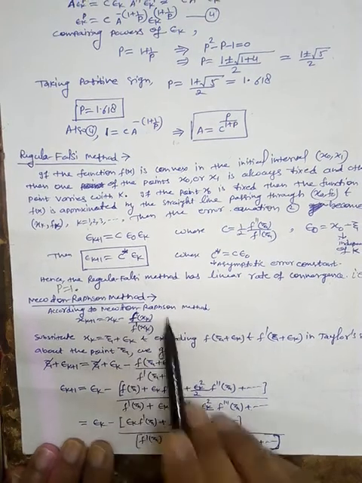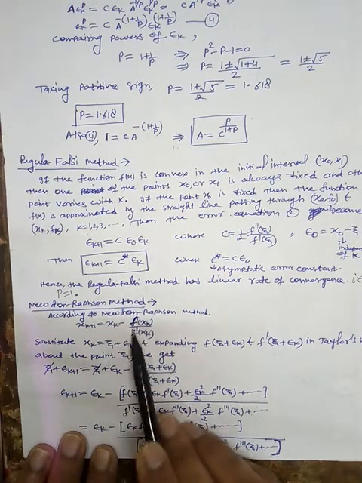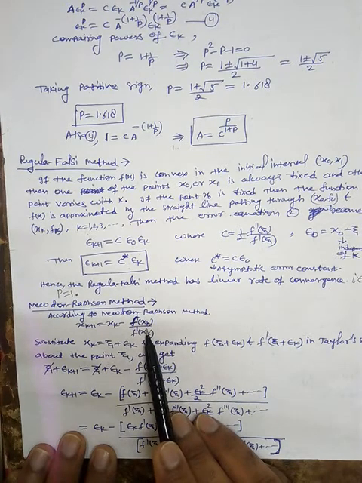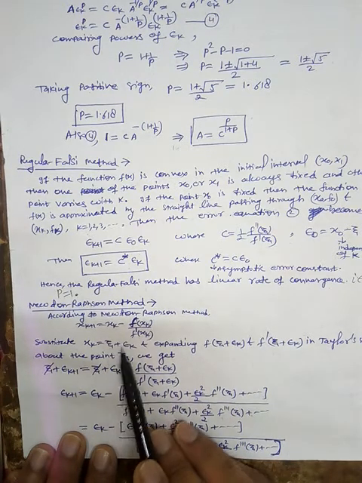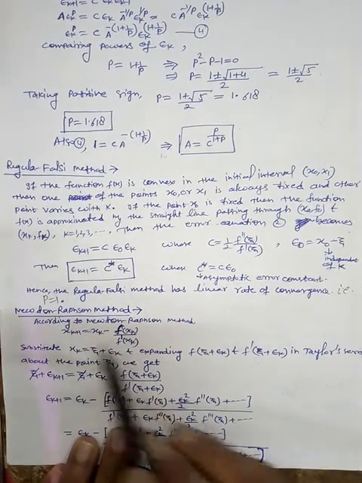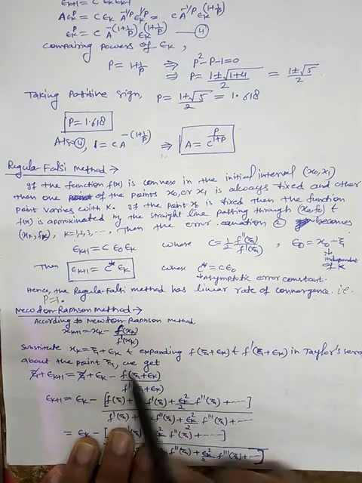So according to the Newton-Raphson method, this is the formula: xk plus 1 is equal to xk minus f of xk divided by f dash xk. We know that what is xk? Xk is exact root plus error, so xi plus epsilon k. And so now expand this, so substitute all these values here.